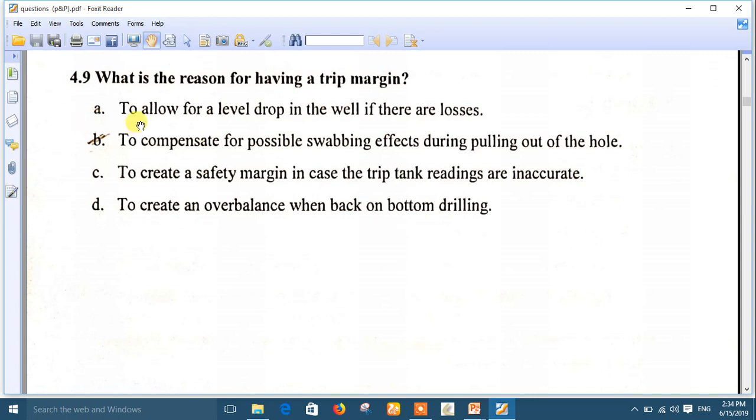Okay. Number A, to allow for a level drop in the well if there are losses. No, this is not the right answer. Number B, to compensate for possible swabbing effects during pull out of the hole. This is the right answer. Number C, to create a safety margin in case trip tank readings are inaccurate. This has no meaning at all. Number D, to create an overbalance when back on bottom drilling. No, this is also not the right answer, but the best answer here is to compensate for possible swabbing effect during pull out of hole.